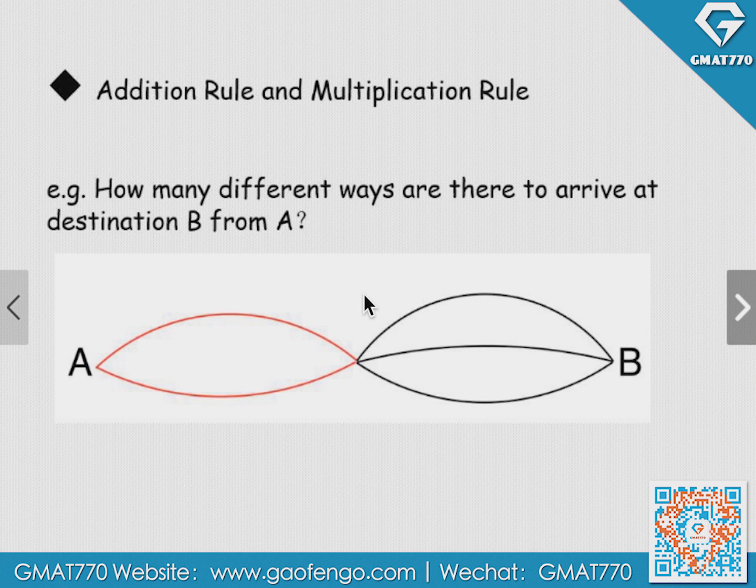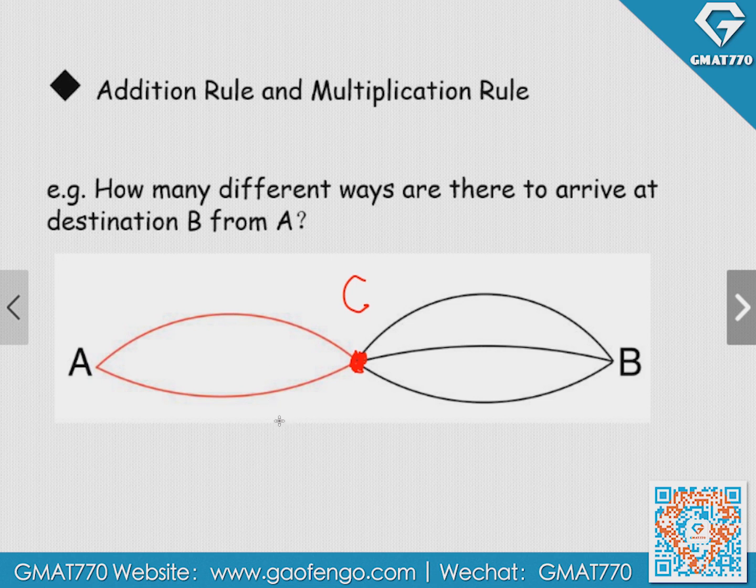Okay, so let's use 2 examples to explain how to use addition rule and multiplication rule. So how many different ways are there to arrive at destination B from A? As we learned from the picture, if you wanted to arrive at B from A, you need to first arrive at this point. So let's call it point C. From A to B, you will say that you have 2 procedures. Procedure 1, you need to arrive at C from A. In procedure 2, you need to arrive at B from C, right?